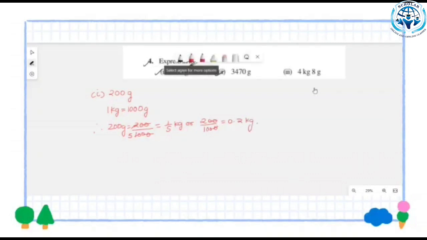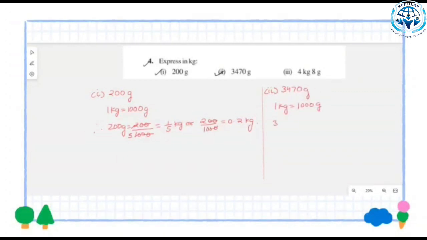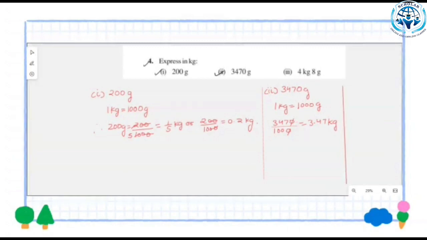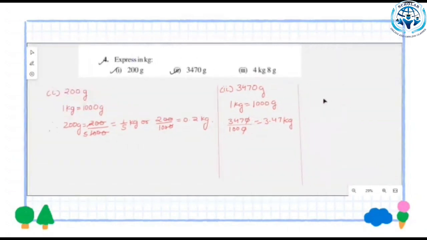Second is 3470 gram. Dividing by 1000, we get the answer in kilogram. That means 3470 is divided by 1000 because 1 kilogram has 1000 gram. After cutting zeros from the numerator and the denominator, we are left with 347 upon 100. That means 2 zeros in the denominator. We will put decimals according to the number of zeros and we get the answer as 3.47 kilogram.